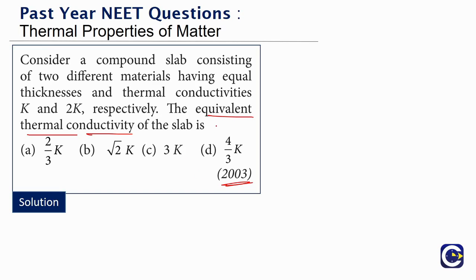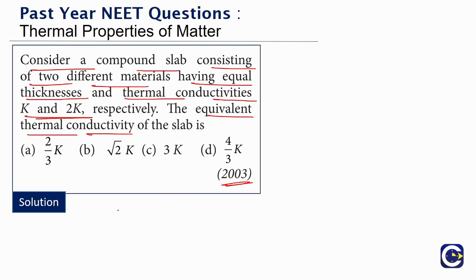So here we will see what the question is all about. Consider a compound slab consisting of two different materials having equal thickness. Means the compound slab is made by using two separate slabs, both having equal thickness. The thermal conductivities of the materials are K and 2K. What is the equivalent thermal conductivity of the slab?